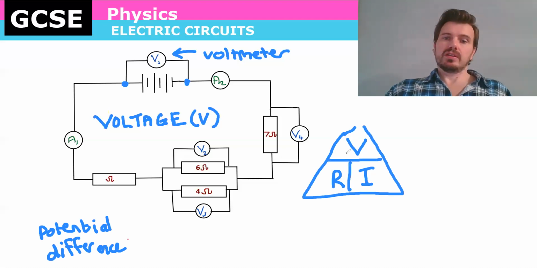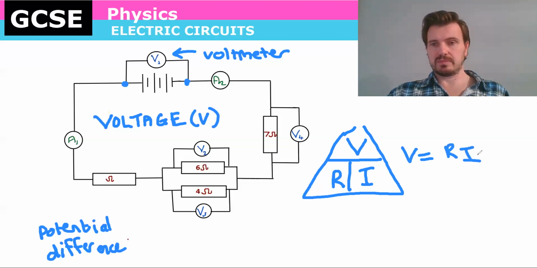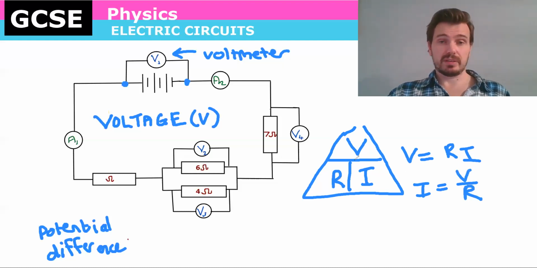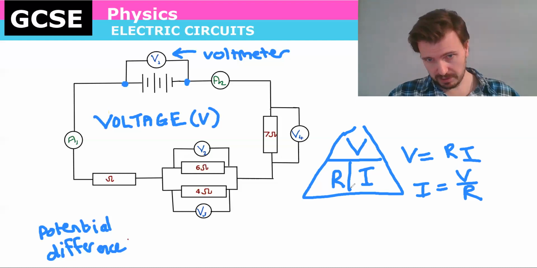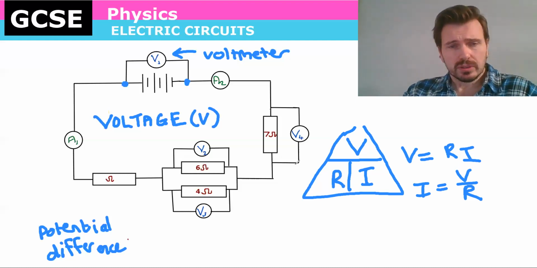So this VRI equation, the triangle makes it much easier, is that you can measure voltage by multiplying resistance times your current. Or if you wanted to measure current, you would say current is equal to V over R, because R is at the bottom. These triangles make it very easy, and if you wanted to measure resistance, it would be V over I. So that's all good.